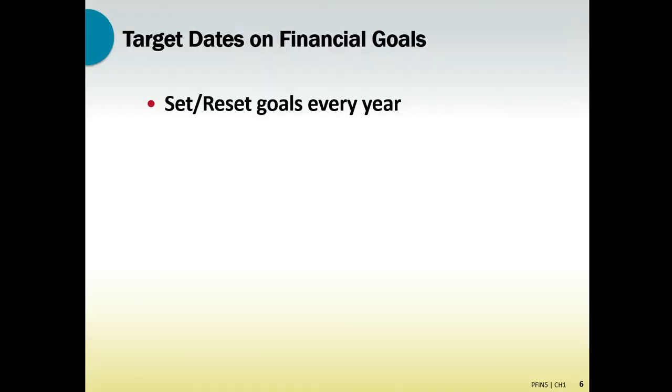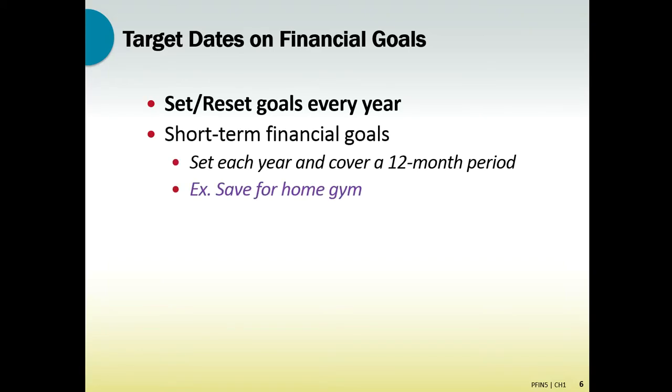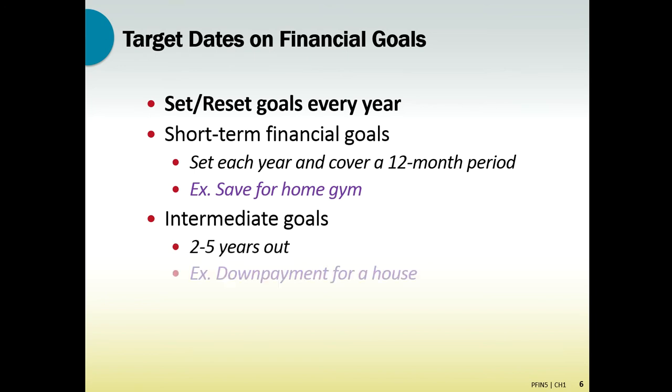When you design your goals, you want to think about three stages of life. You have immediate goals, so stuff that needs to happen within the first year. For example, I want to put a home gym in my house. That could be a short-term goal that you save for all year and then buy at the end of the year. Intermediate goals are somewhere between two and five years out.